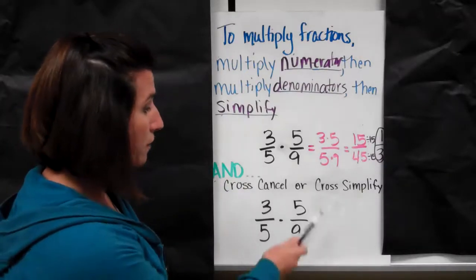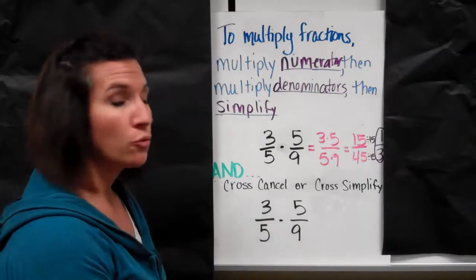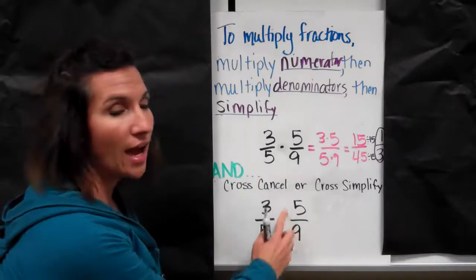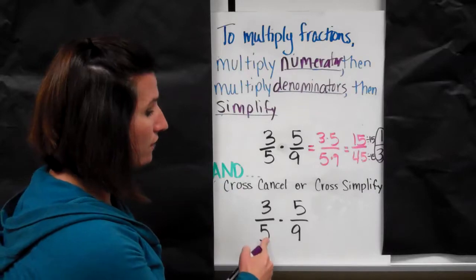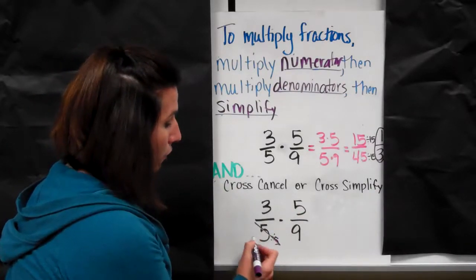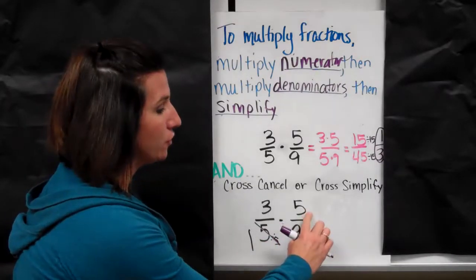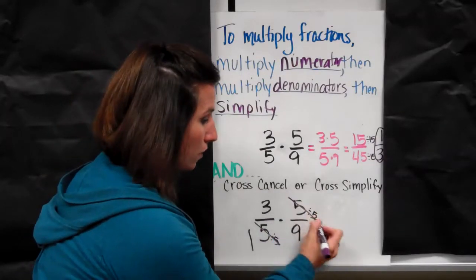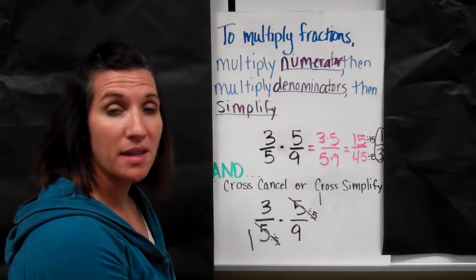So I'm going to take this same exact problem, 3/5 times 5/9, and I'm going to look at the diagonal numbers, so the 3 and the 9, and the 5 and the 5, and see if they're divisible by the same factor. Because I know that 5 divides by 5, I can write divided by 5, and I'm going to cross off and put a 1. Because I divided this one by 5, I have to do it to the number that is diagonal to it. So this is divisible by 5 also, so I'm going to cross this off and put a 1. Now the 3 and the 9, they are also divisible by the same factor.